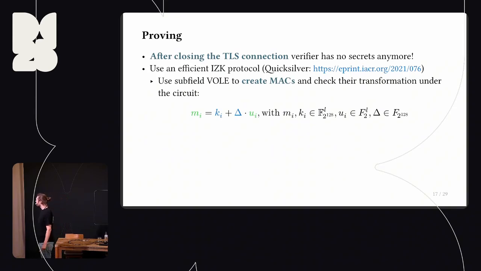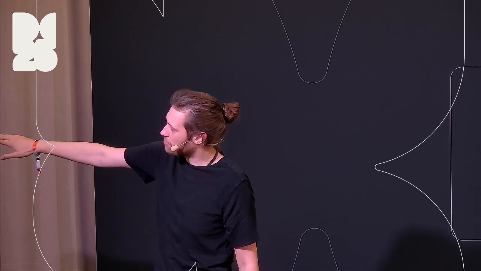So we prove now the correctness of the computation because the verifier has no secrets anymore. For that, we use an efficient interactive zero-knowledge protocol that is Quicksilver. You have to think about it from a high-level perspective: we are going to redo all the garbled circuit computations from the online phase. But we do that not in MPC. You create these MACs, M_i, and you create the keys, K_i. You create the MACs for the prover and the keys for the verifier, and they always fulfill this equation.